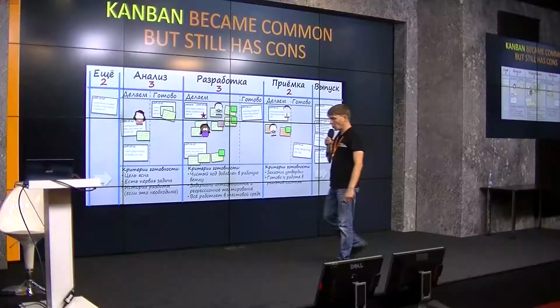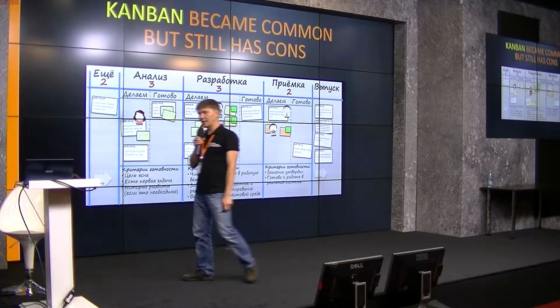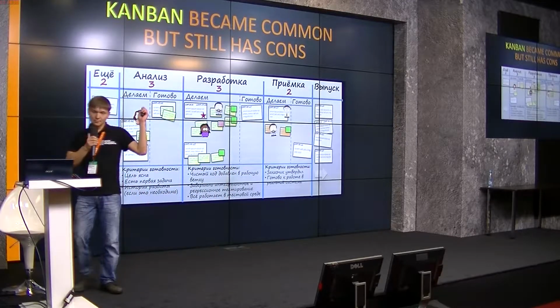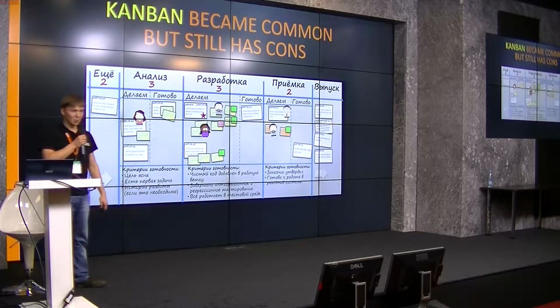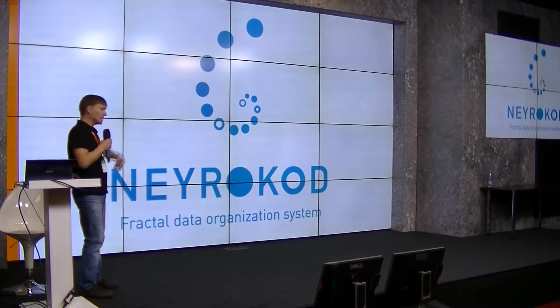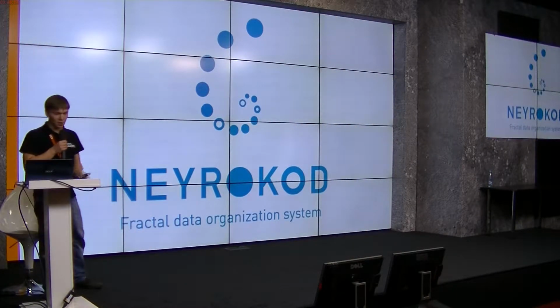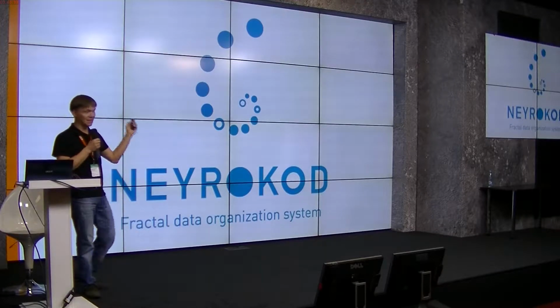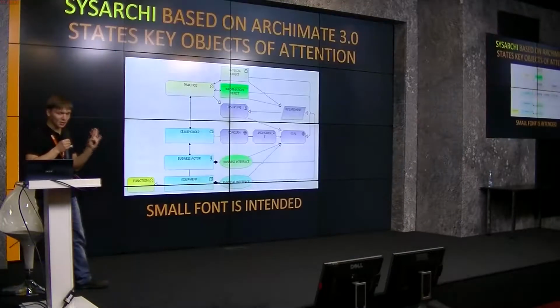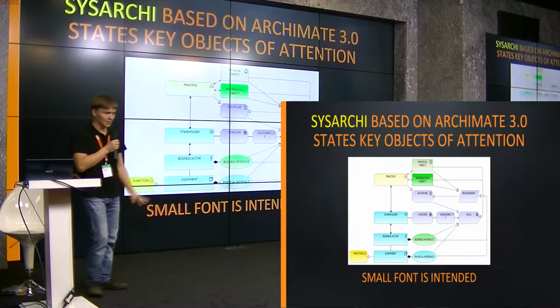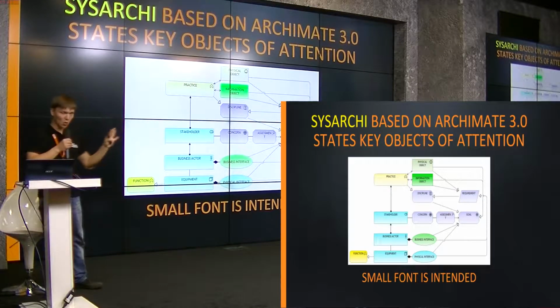And actually, you can poke a hole in any Gantt chart I see or in a Kanban desk I see, but it works better. And we have another class of solution. This is a fractal data organization system. That's an example. But I'll be talking about SysArchi. Don't try to read that. The fonts are small by intention.